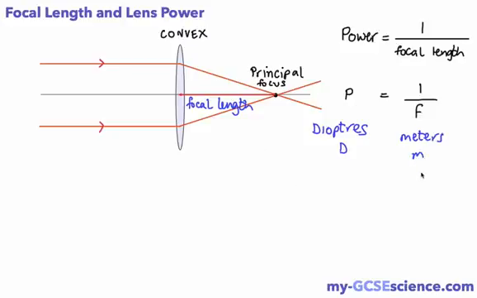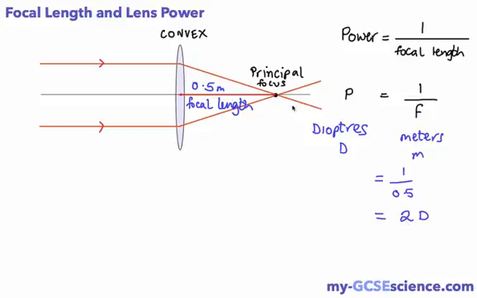So how do we use the formula? Well, if we said we had a focal length of, I don't know, 0.5 meters for this lens, that's quite large, but let's just use that as an example anyway. Gives us a simple calculation. The power of the lens will be 1 divided by the focal length, which is 1 divided by 0.5, and that gives us an answer of 2. And remember, the unit is diopters. So this lens has a lens power of 2 diopters.